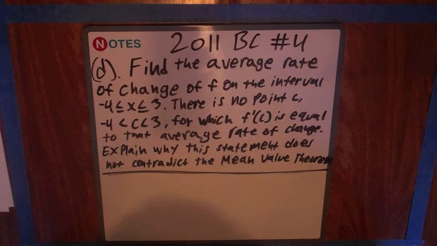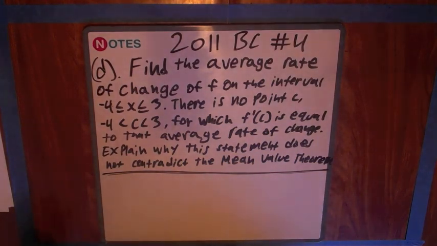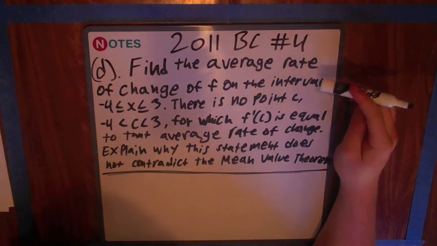Part D. Find the average rate of change of f on the interval -4 less than or equal to x, x less than or equal to 3. There is no point C, -4 less than C, C less than 3, for which f prime of C is equal to that average rate of change. Explain why this statement does not contradict the mean value theorem. Alright, so for this, we need to find the average rate of change.